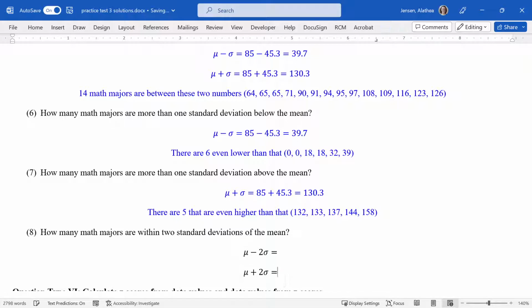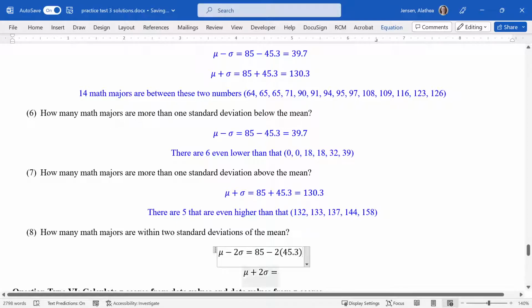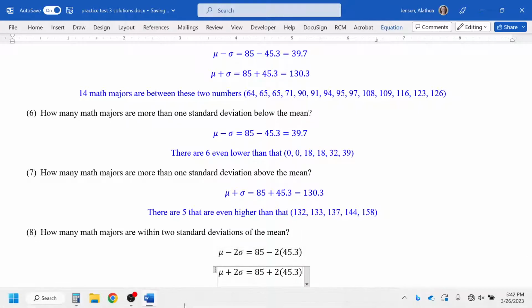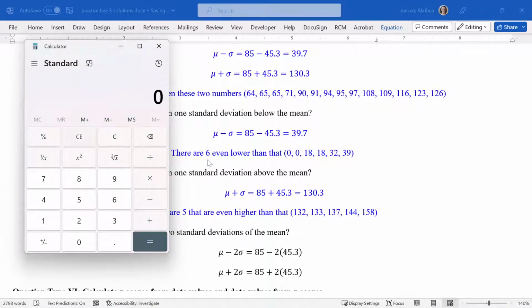All right, so this is going to be 85 minus 2 times 45.3. And this one is going to be 85 plus 2 times 45.3. When you're doing this on your calculator, if you're using a 4 function like me, you have to be a little bit careful because you want to do the multiplication first. Your PEMDAS, order of operations, multiplication comes first.